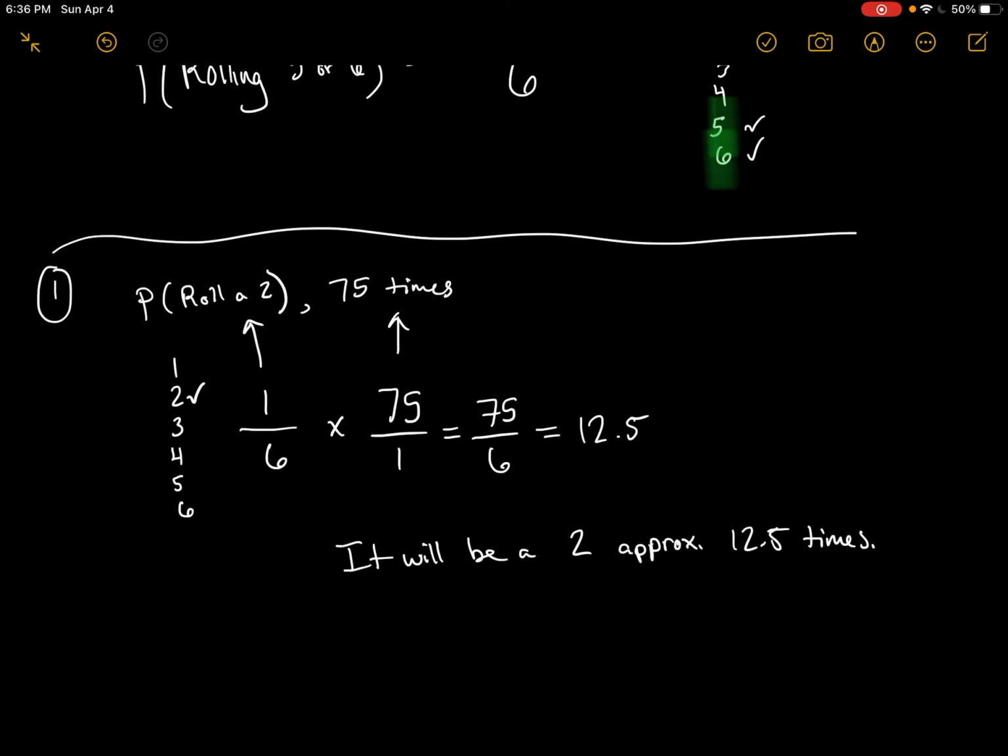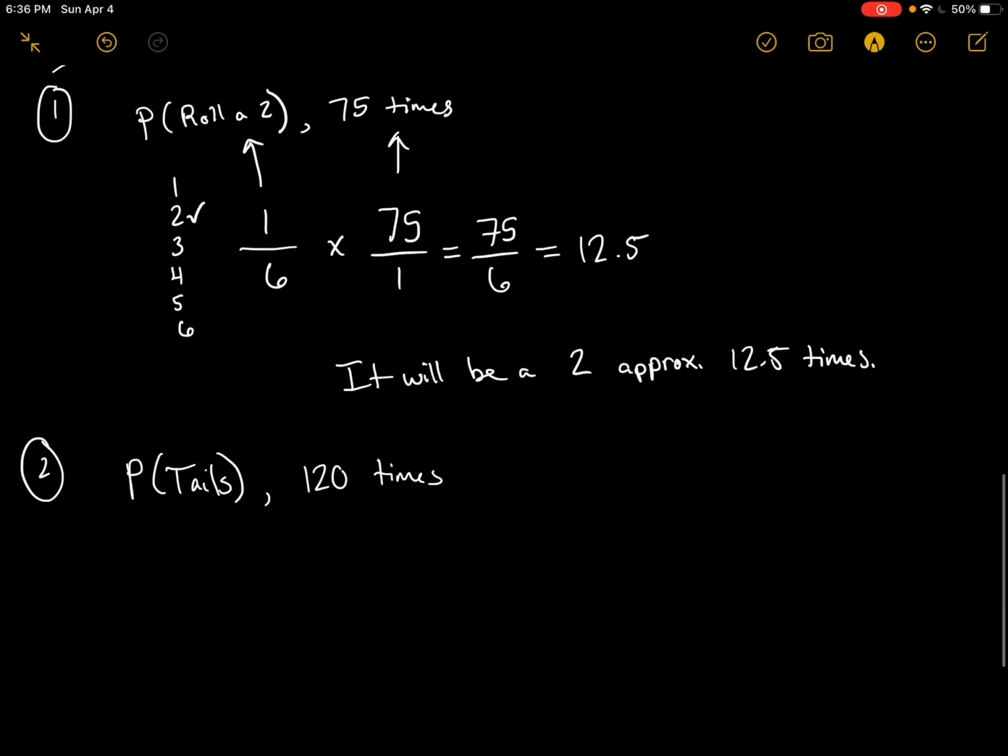So that is kind of taking the probability calculation with that sample space first, and then doing it over a given number of times. Secondly, another example question. Let's say this time we're looking at the probability of getting tails on a coin, and we're going to do this one 120 times. So same idea. Let's get the sample space out first. That's either heads or tails. So 2 outcomes. We just want tails. So that is 1 out of those 2 outcomes.